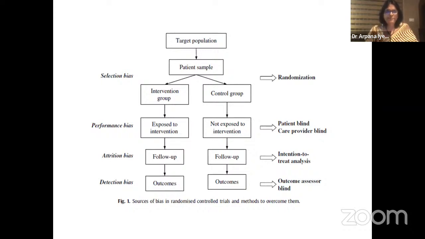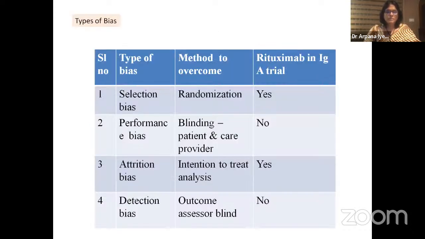So in any RCT, if all these biases are removed or excluded, and that means if randomization is happening and all are blinded and there is intention to treat analysis, then I will have more trust in the results of that RCT, which was not followed definitely in this study. So my trust level has come down with this study. As you can see, selection bias was definitely removed because of randomization, but performance bias is still there, and attrition bias was removed, but detection bias is still there.